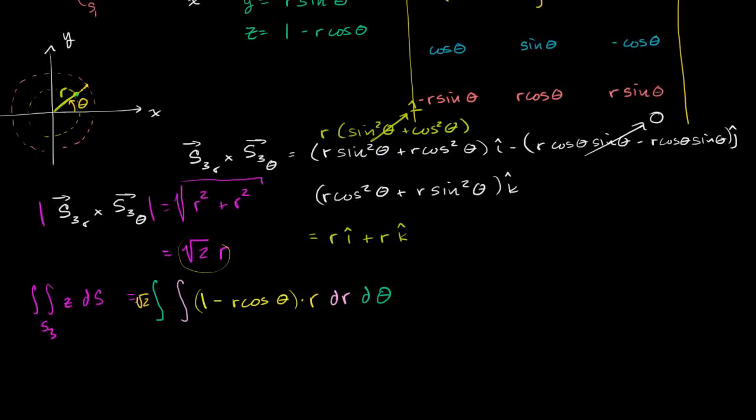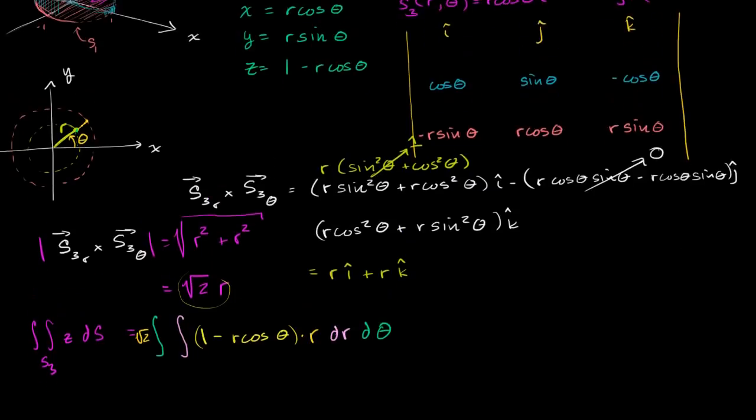So I stopped abruptly 12 minutes into the last video because 12 minutes was too long. I needed a break. But where we left off, we were in the home stretch. We were evaluating the third surface integral, and we were setting it up as a double integral with respect to r and theta. And we just had to set up the bounds.